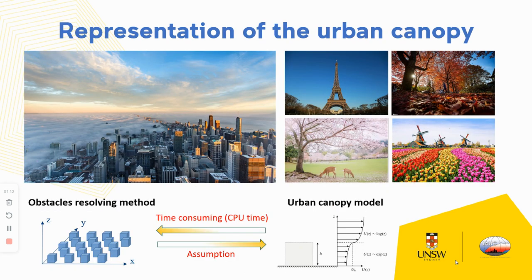In this kind of analysis, we usually have two ways. The first is the obstacle resolving method, like what is done in CFD. The other is the urban canopy model, which some people may be interested in, but the urban canopy model may use some assumptions, and whether these assumptions are right or not, we need to find out in which situations the urban canopy model can be used better. Also, we know that obstacle resolving may be time consuming. Some people think this kind of work will be time consuming, so we need to find a better way to do this kind of analysis.